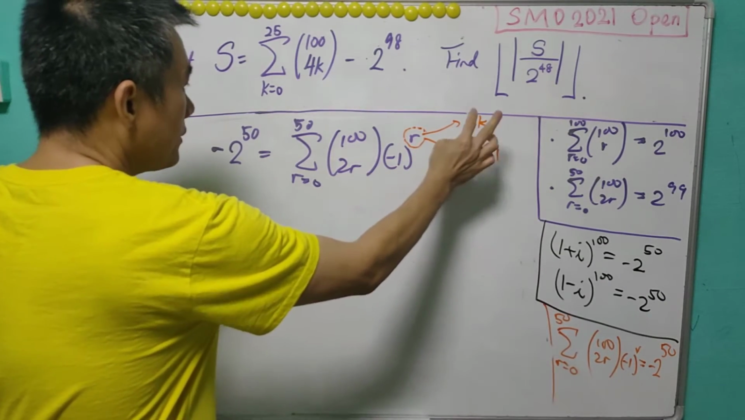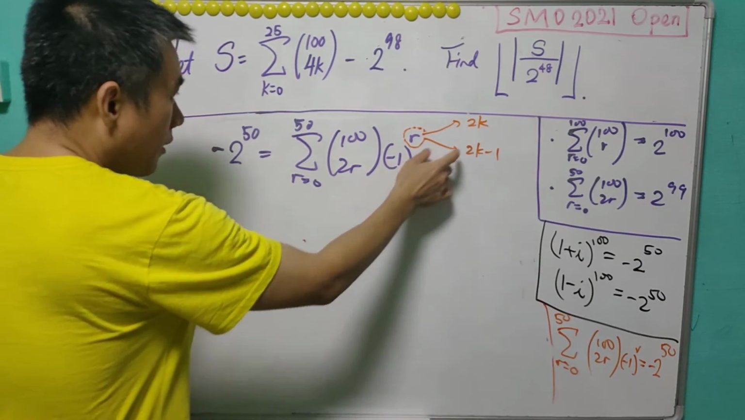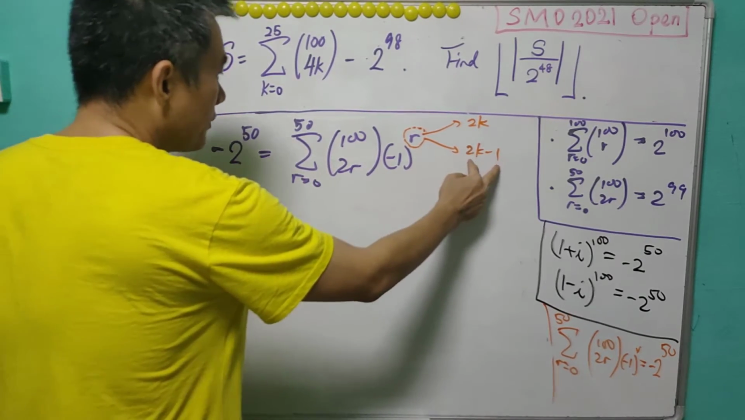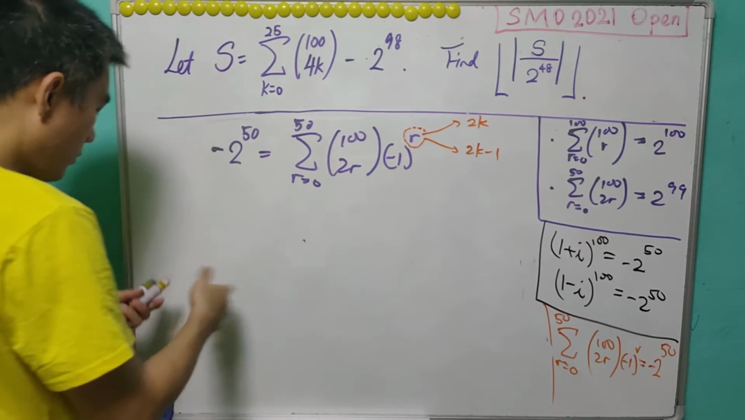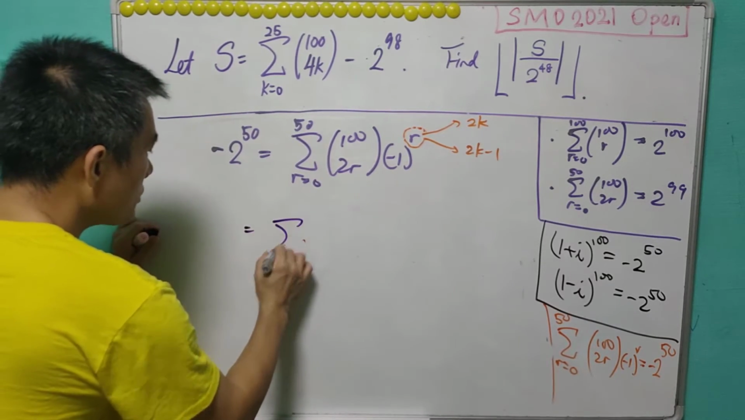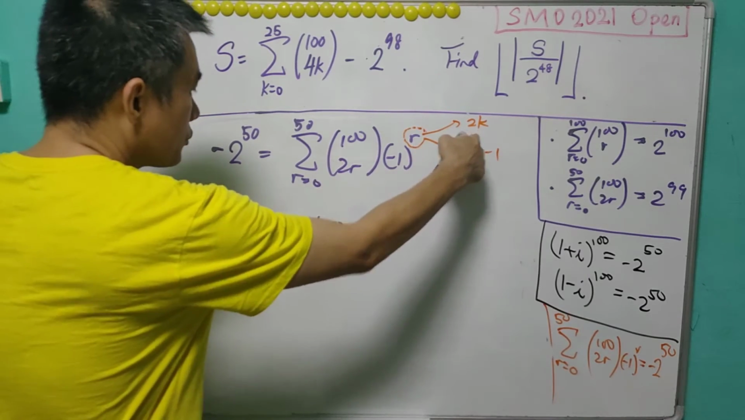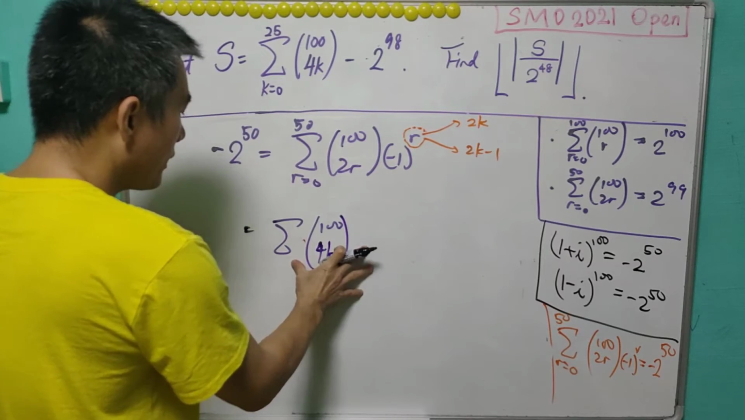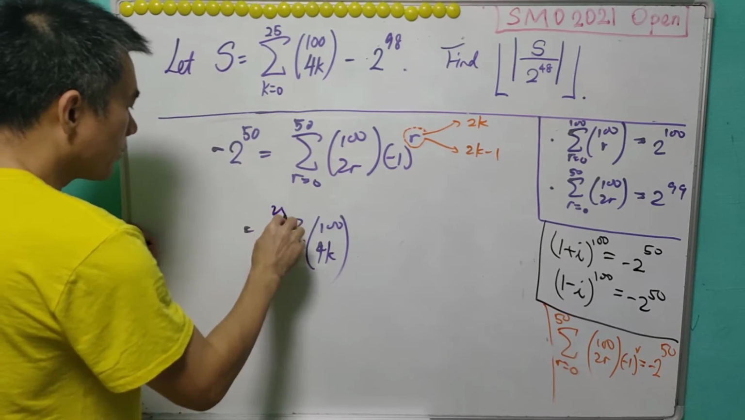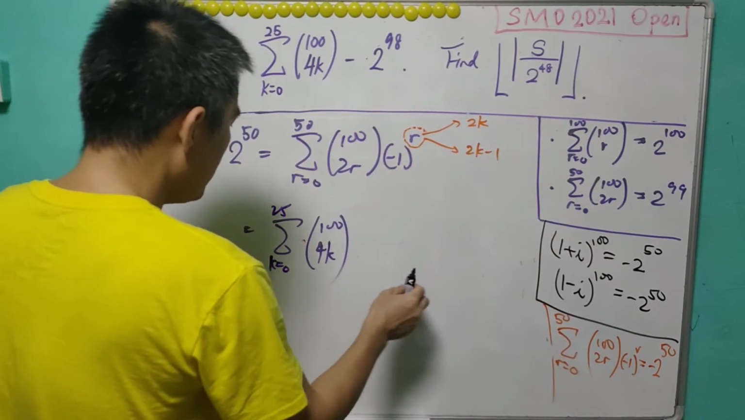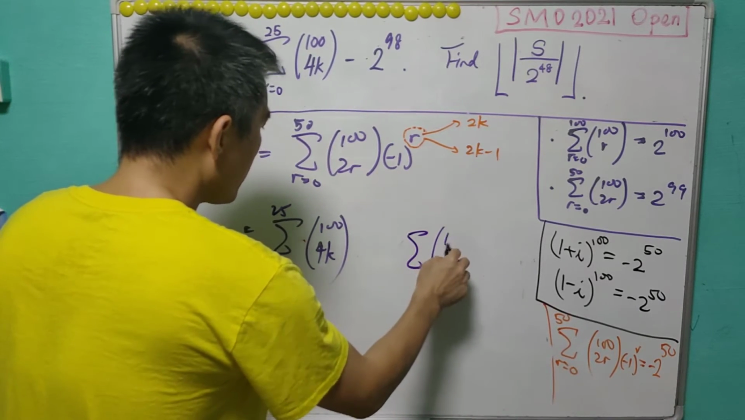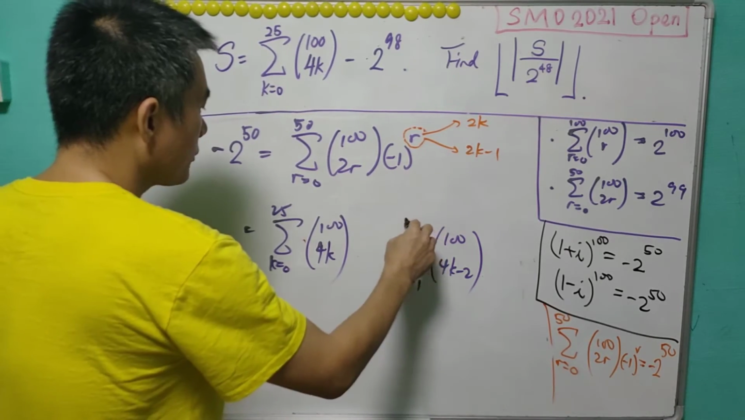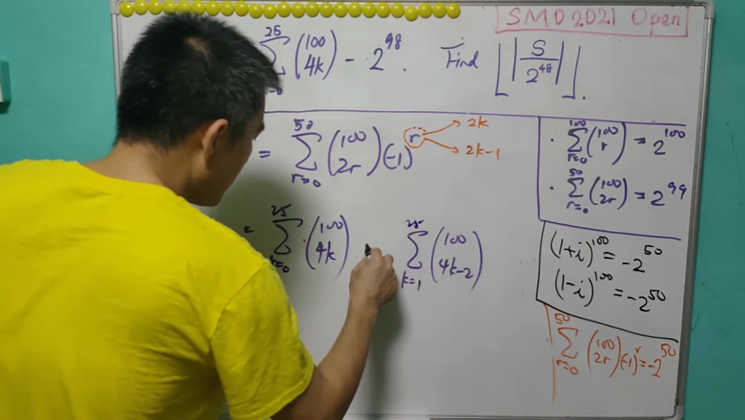When r equals 2k, an even number, negative 1 to the power of 2k will be a positive 1. And negative 1 to the power of an odd number will be a negative 1. So it will be equal to the summation of 100 choose 4k, and this is a positive value, when k equals 0 to 25. And the other one is the summation of 100 choose 4k minus 2, k equals 1 until 25. Okay, and this is a negative.